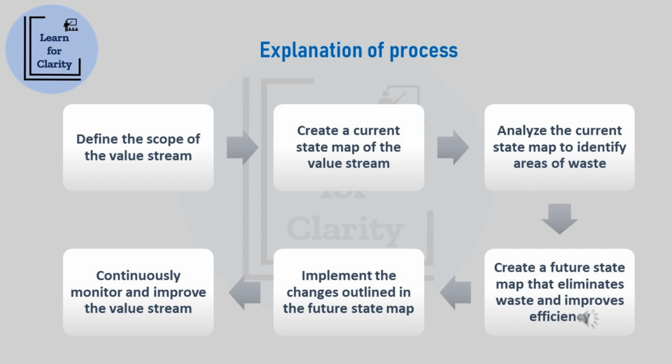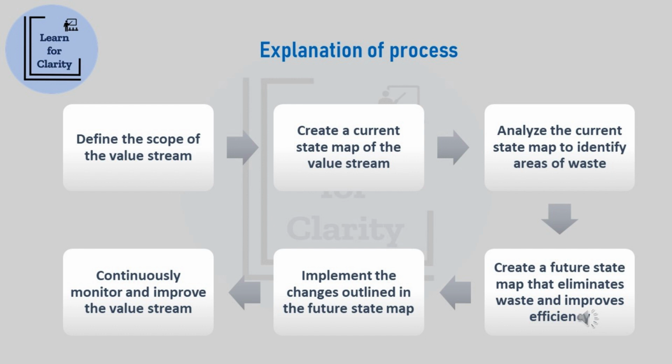Step 3. Analyze the current state map to identify areas of waste. This involves looking for non-value-added activities, such as waiting, overproduction, defects, and excess inventory. These are areas where waste can be eliminated. Step 4. Create a future state map that eliminates waste and improves efficiency. This involves identifying solutions to the areas of waste identified in Step 3 and creating a map that shows how the value stream will look once these solutions have been implemented.